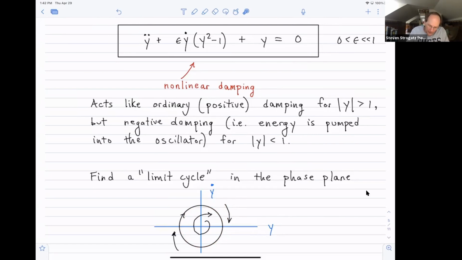And if you start inside the limit cycle, you'll slowly spiral out onto it. And so there's some essentially circle sitting here with some amplitude centered at the origin that this system wants to approach. And our question is, how does it approach that limit cycle? Like, what's the time dependence of the approach? And what's the size of that limit cycle? What's its radius?